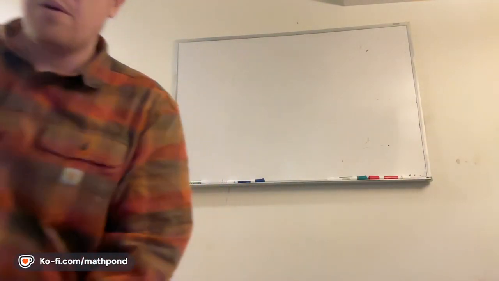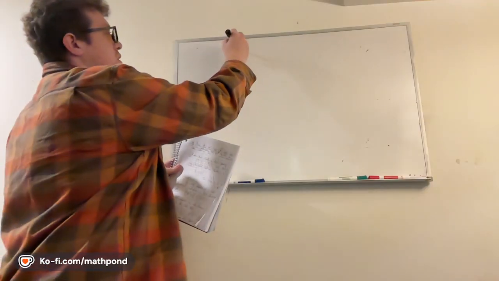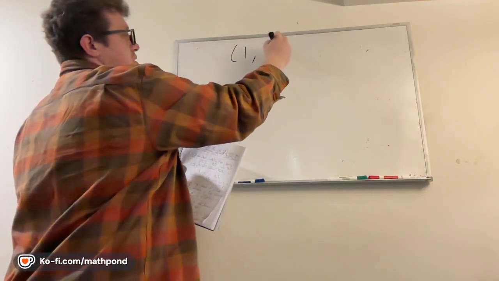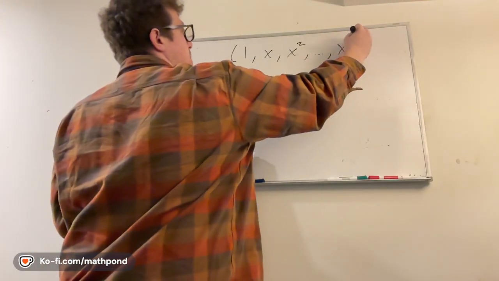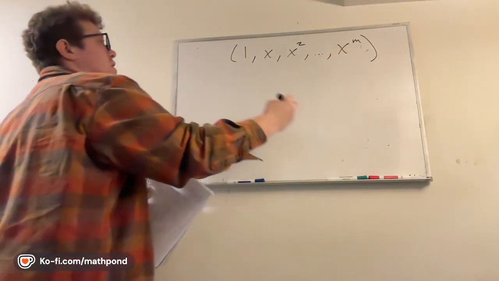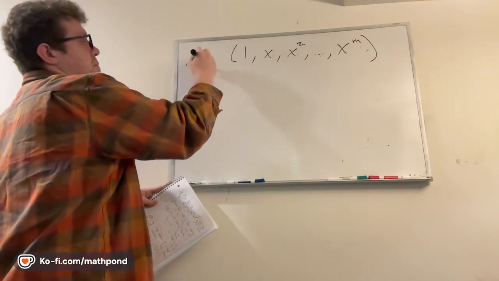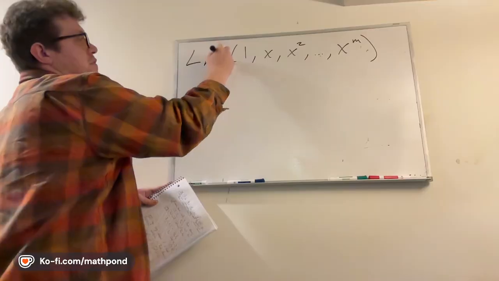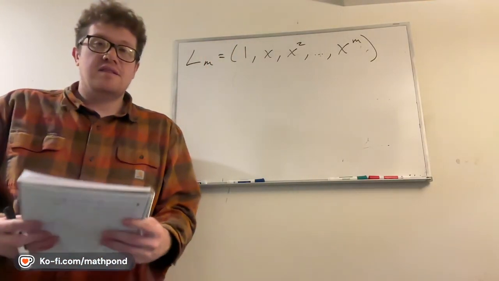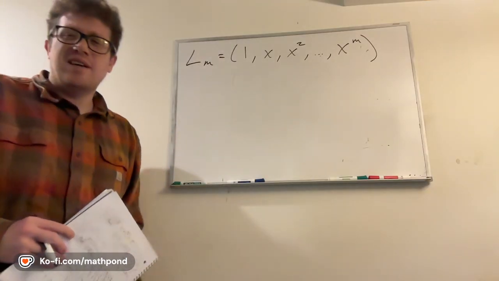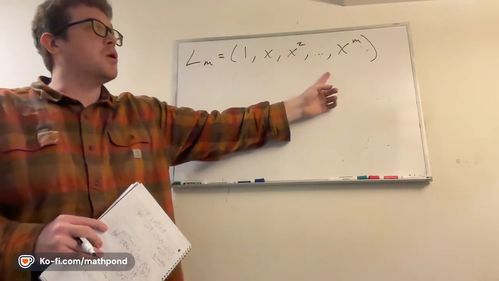Okay, so our linearly independent list is going to be 1, x, x squared, up to x to the m. I'll call this big L_m, list m. And this list is linearly independent. Why is that the case? So these are polynomials considered as functions on [0, 1]. I should say that.